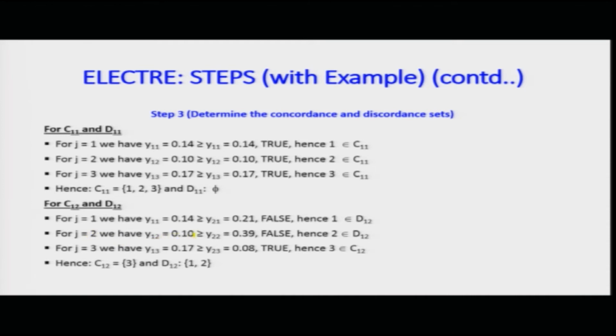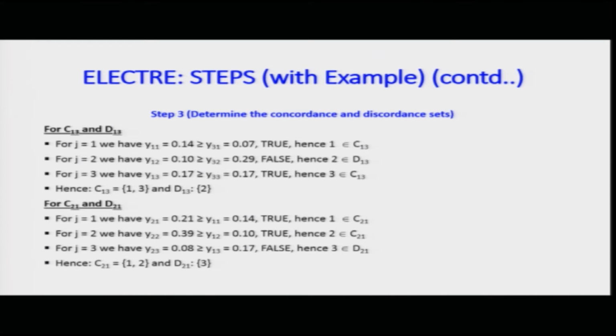For j = 2, y12 is 0.10, and y22 is 0.39; y12 is not greater than or equal to y22, which is false, hence j = 2 goes into the discordant set. For j = 3, y13, which is 0.17, is greater than or equal to 0.08, which is true, hence 3 falls in C12. So, when I complete the second stage, the concordance set has the value 3 and the discordant set has the values 1 and 2. Now let me go to the C13 and D13 comparison.